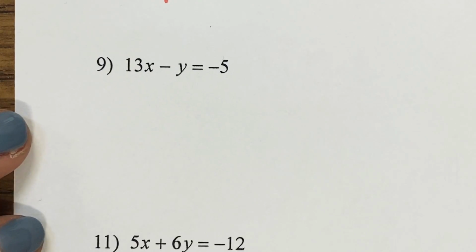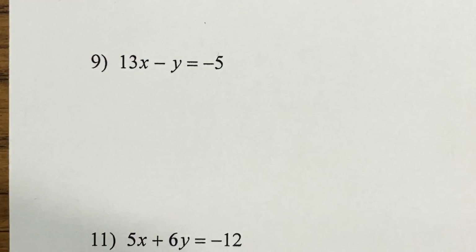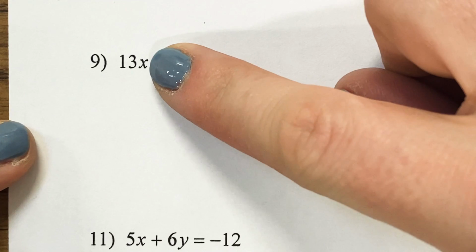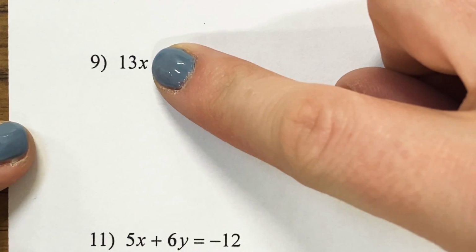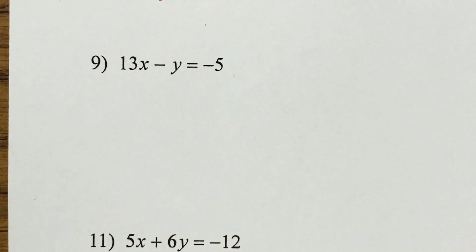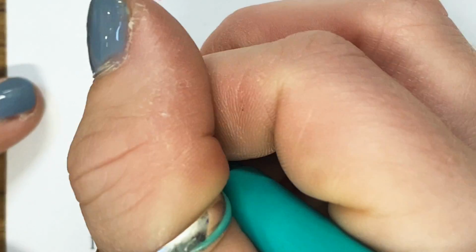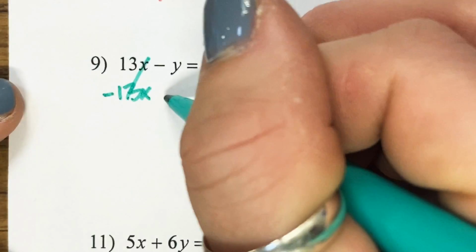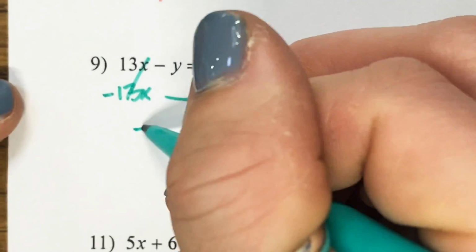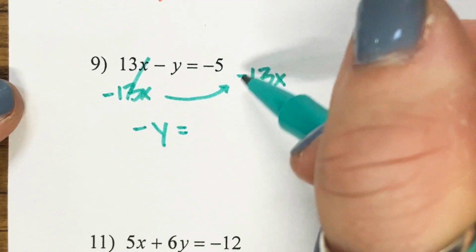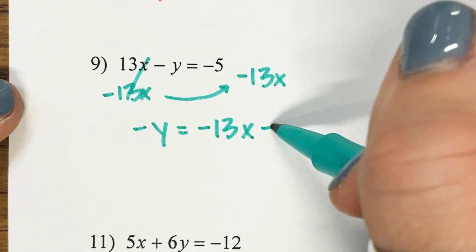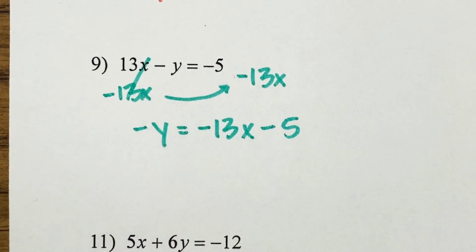Okay, so let's look at number 9. There's a couple things on the same side as my y that I need to move. Let's start with the farthest one from my y. It's going to be this 13x. What is the opposite of positive 13x? It's going to be negative 13x. Okay, so it's going to move him over here. So I'm left with negative y equals, write your 1 with your x first, negative 13x minus 5 was still on that side.